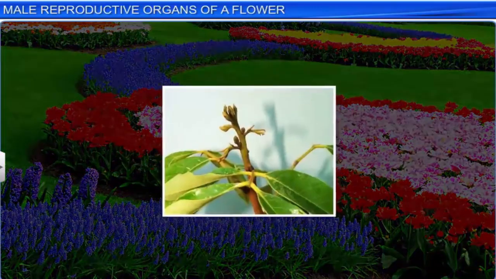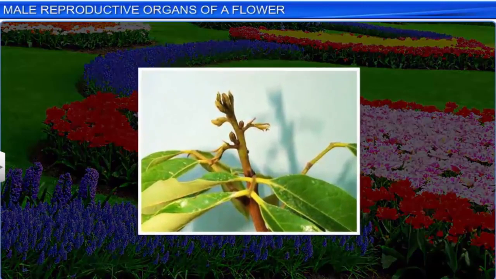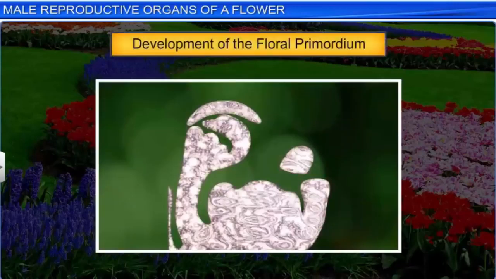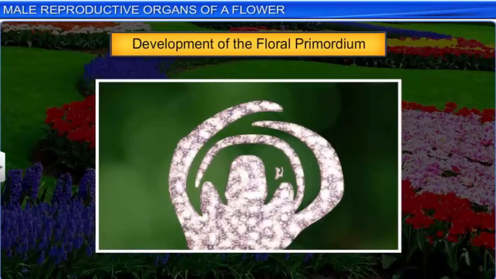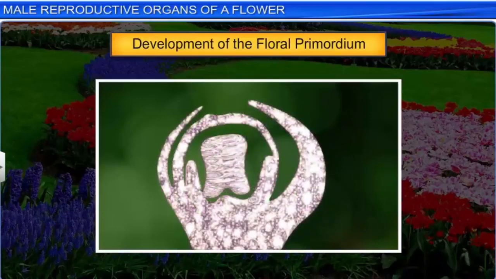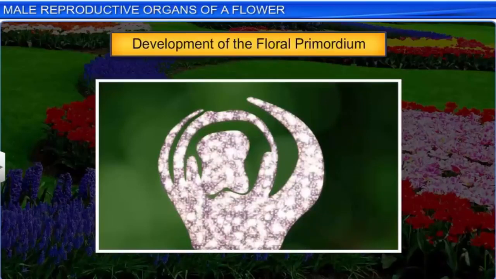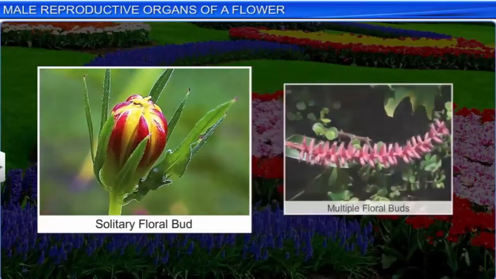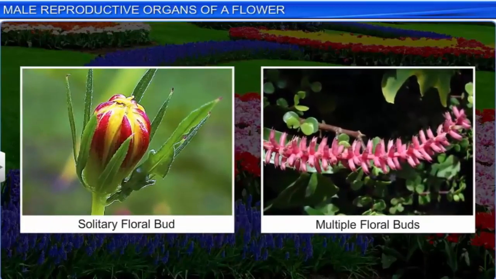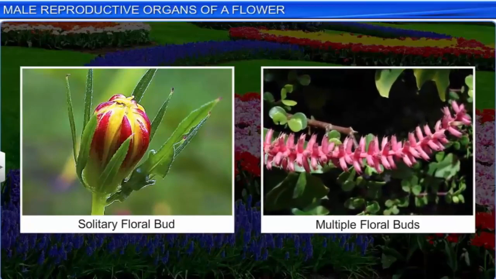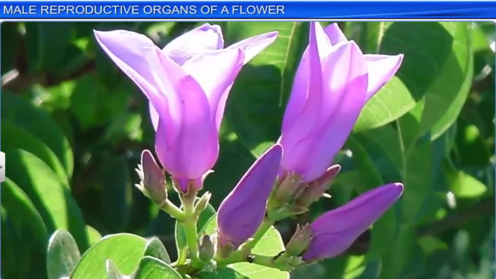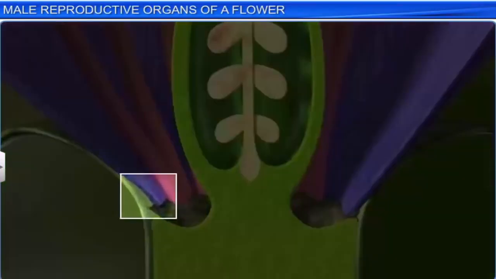These changes lead to the differentiation of vegetative buds into floral buds and the development of the floral primordium, the rudimentary or preliminary stage of the flower or the flowering shoot. This primordium either bears a solitary floral bud or inflorescences that bear multiple floral buds. The buds bloom into a flower, a modified shoot with shortened internodes and nodes.